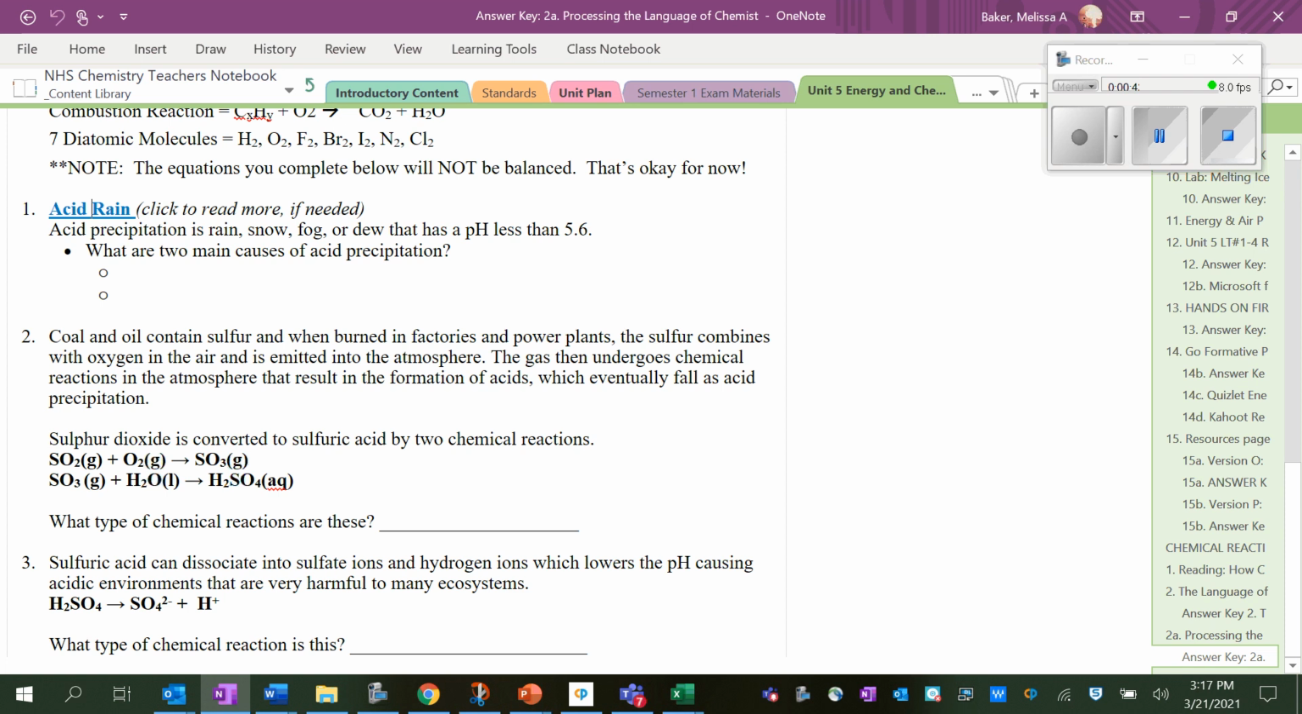First it gets into some connecting air pollution with types of reactions. It says acid precipitation is rain, snow, fog, or dew that has a pH less than 5.6. What are the two main causes of acid precipitation? Well, one of the main causes is burning of fossil fuels. That's very general, so this could be from factories, for example, industrial, and then also from the burning of fossil fuels from automobiles.